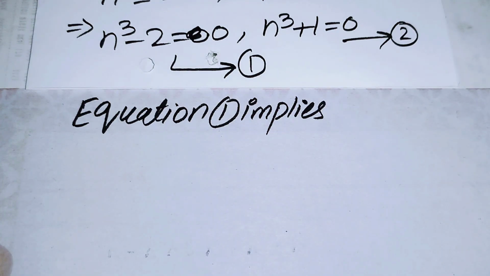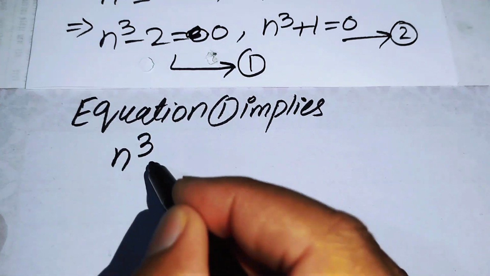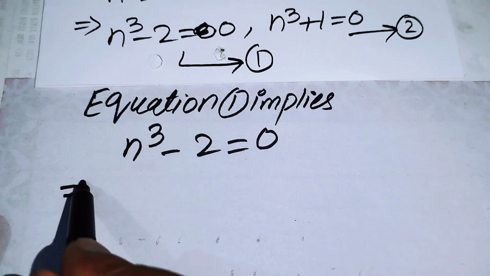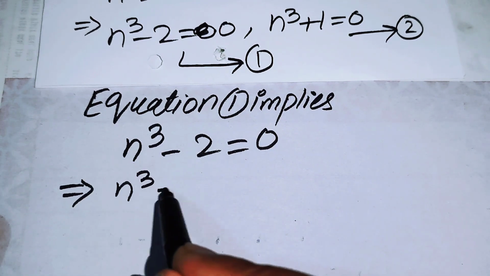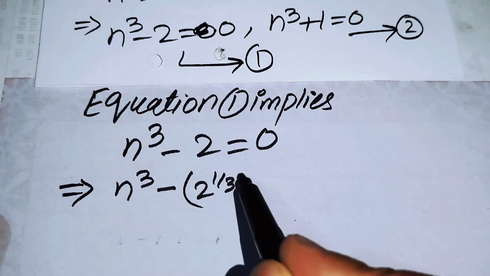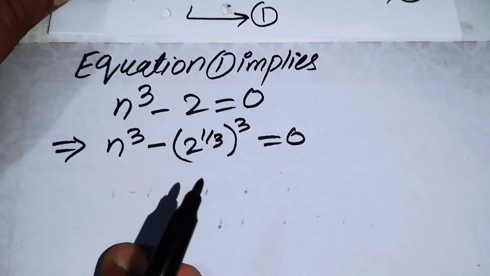So first I will solve equation number 1. Equation number 1 implies n cubed minus 2 is equal to 0. Now I can rewrite this equation as n cubed minus, here you have 2, and I will write it as 2 to the power of 1 over 3, and whole cubed is equal to 0.